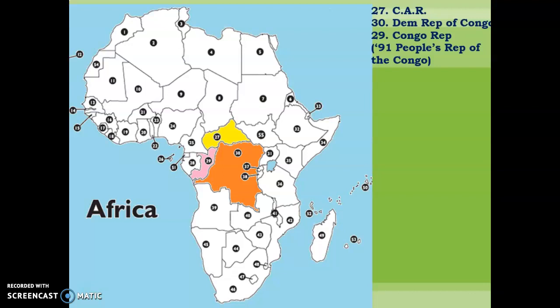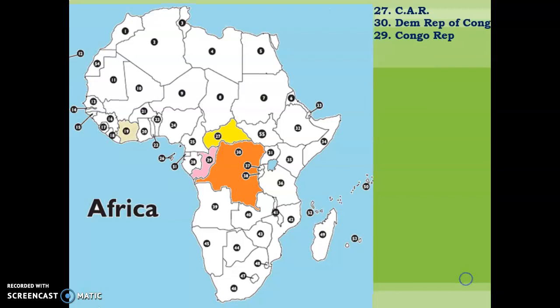In 1991, the name was changed to the People's Republic of the Congo. So don't get these mixed up, okay? The Democratic Republic of the Congo is the big one in the middle, number 30, and the Congo Republic is number 29, which is to the west of that.